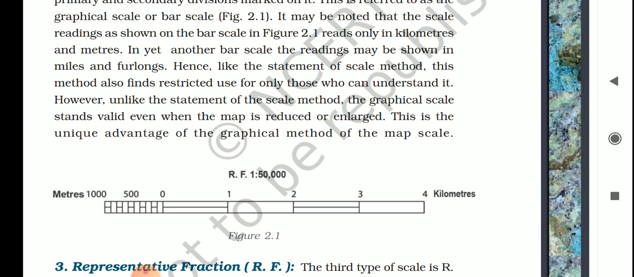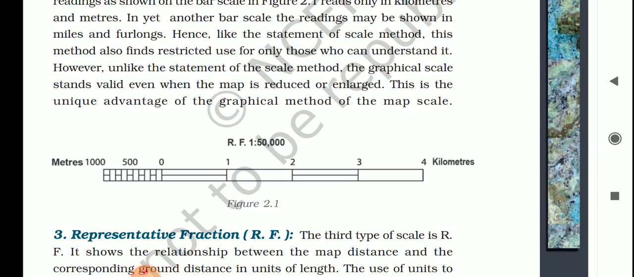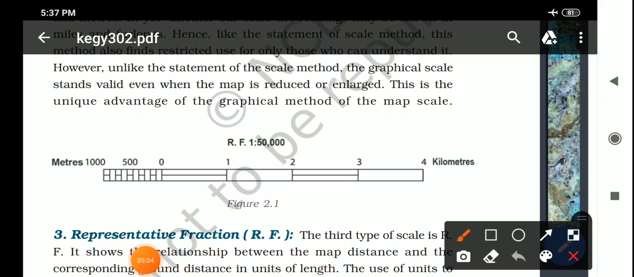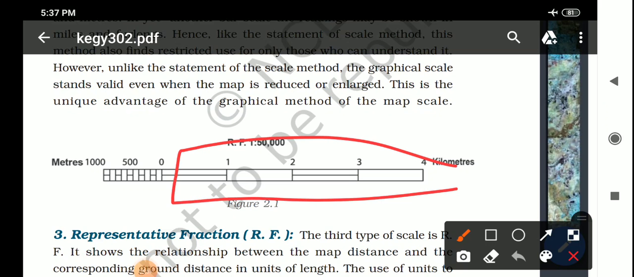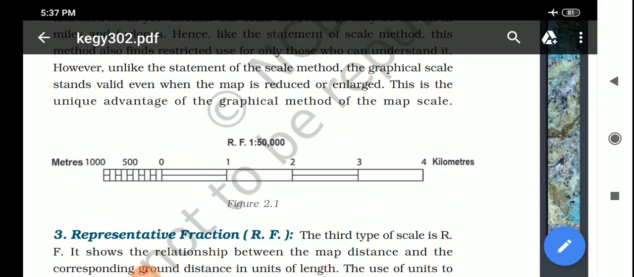So here students, you can see the graphical method, how we use it. We show it like this. We are drawing it in a rectangular form, and we show some units here, the primary and secondary. You can see this is the primary division, and this is the secondary division. We are dividing it in this way, and then alternatively we shade it also. Clear? I'll explain it in the next section.